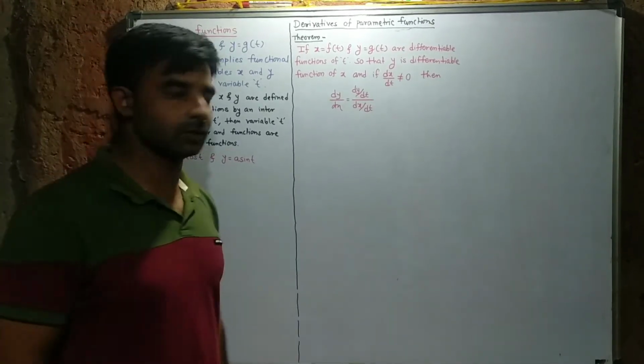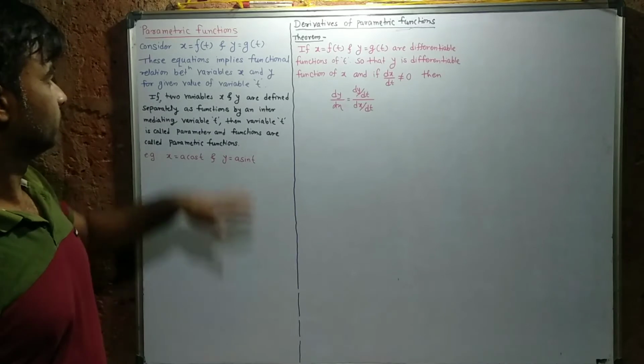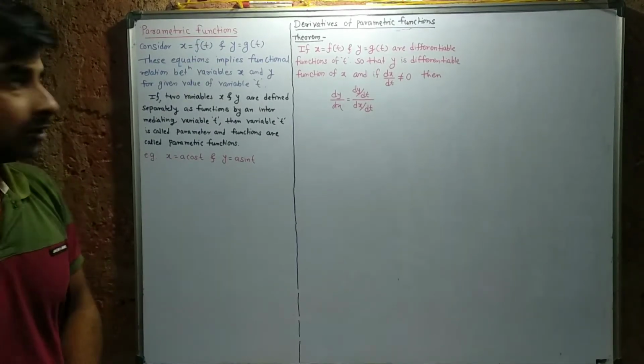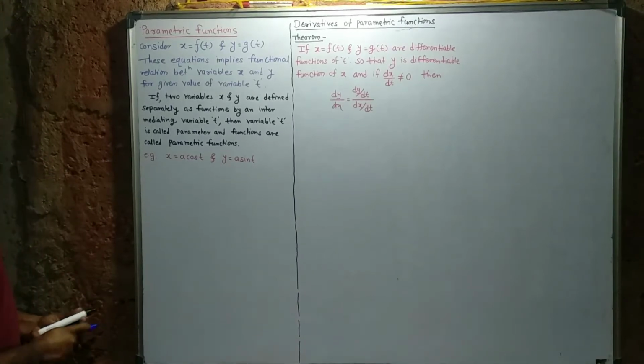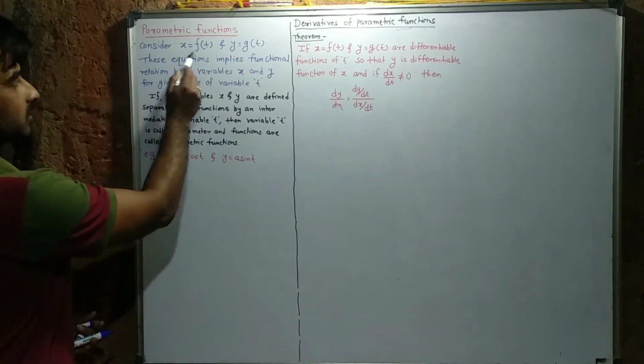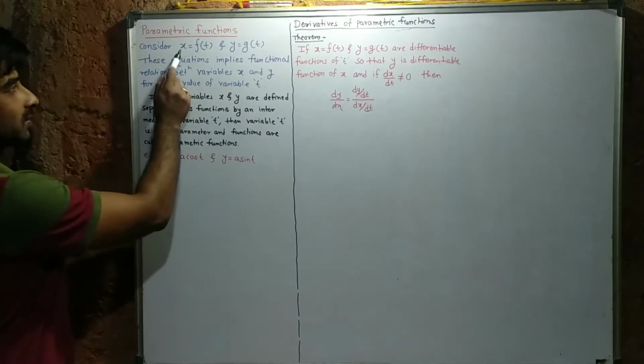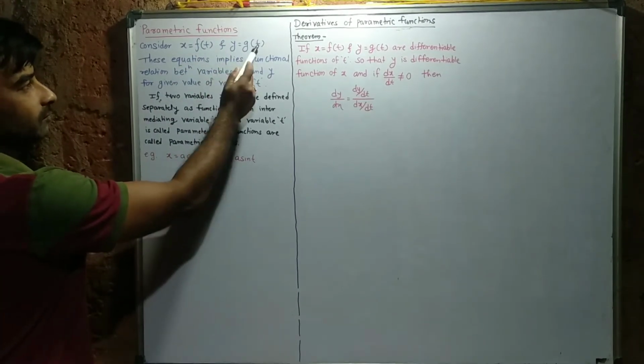Right now we are going with the derivative of parametric functions. First of all, we have to know about the parametric function. What is the parametric function? You have to consider x is equal to f of t and y is equal to g of t. What does it mean? That means x is a function of t and y is a function of t.